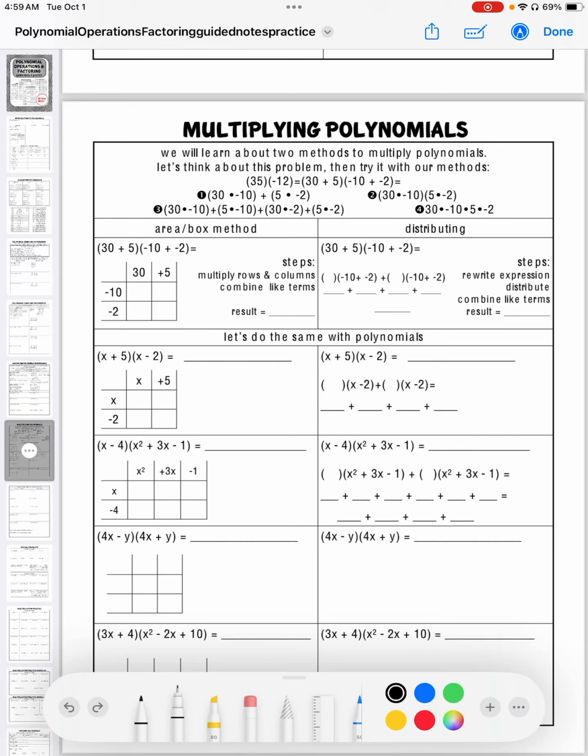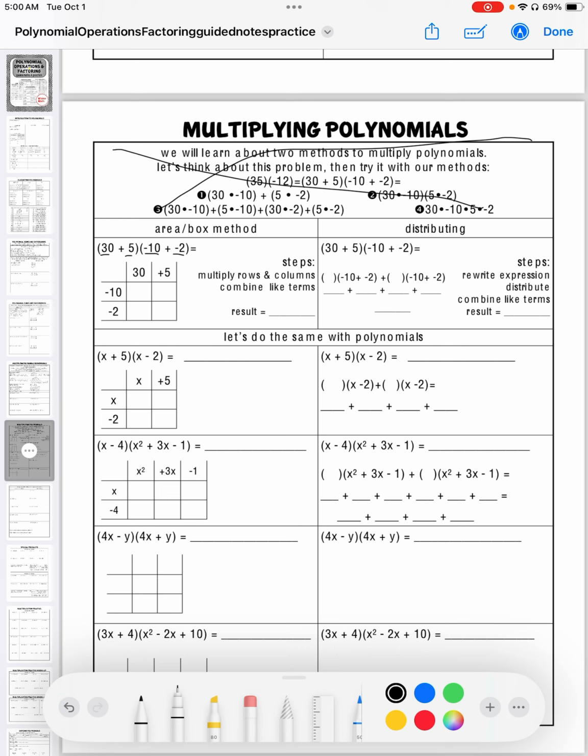Okay, for this page, I'm not going to worry about the top part of it, but we're going to be looking at multiplying when we don't have just one term outside of the parentheses, we have multiple. So for example, if I have like 30 plus 5 times negative 10 plus negative 2, yes, we can combine like terms and make it easier, but I want to show you the method that we could use to multiply things that have multiple terms.